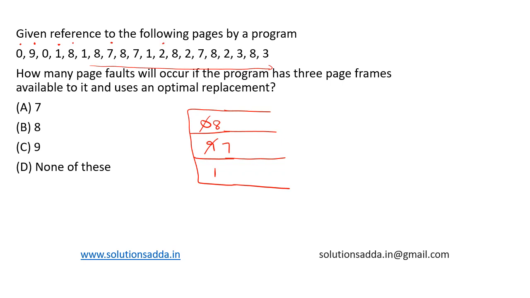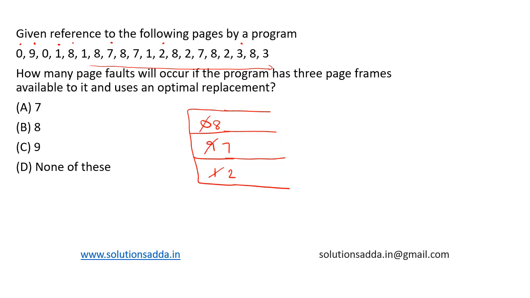Now 2, it is a miss. Now we'll replace 8, 7 or 1. 8 will not be replaced. 7 also will not be replaced. Since 1 is not being used, we replace 1 and put 2. Now 8, 2, 7, 8, 2 all are hits.